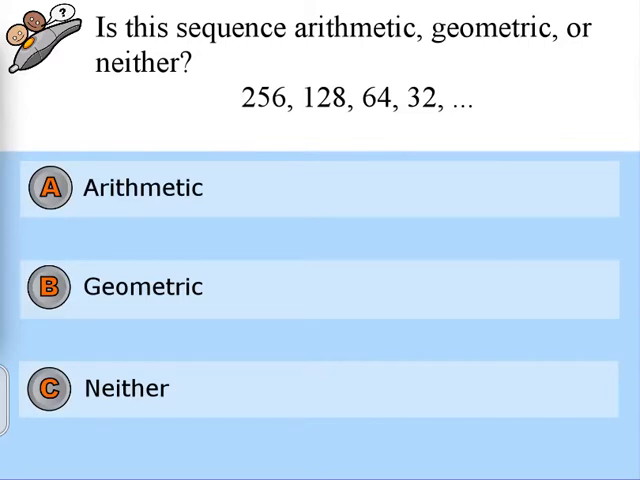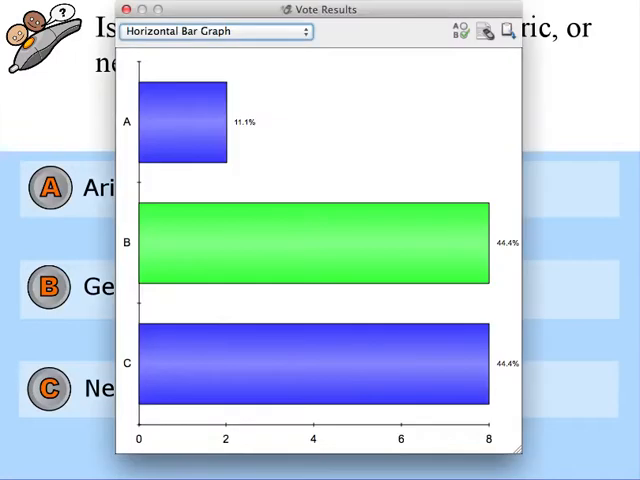So is that arithmetic, geometric, or neither? Shouldn't take you that long. If you don't know, take a guess. Okay? Quick, quick, quick. And the answer is B.